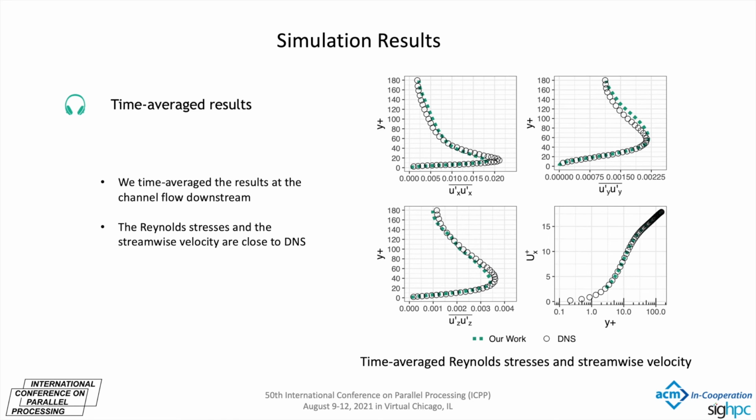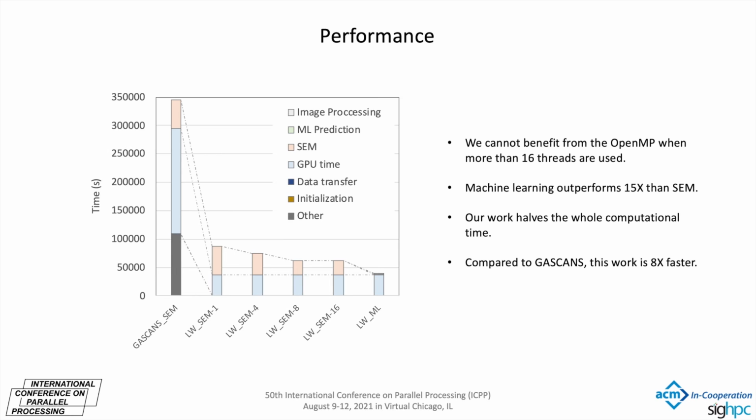And these are the radial stress and the velocity, which are close to DNS. Here is the performance. These are the GASCANs, the newly released software from University of Manchester, and these four are link-wise with SCM on 1 to 16 threads by OpenMP, but we can see that after more than 16 threads are used, we cannot benefit from OpenMP.